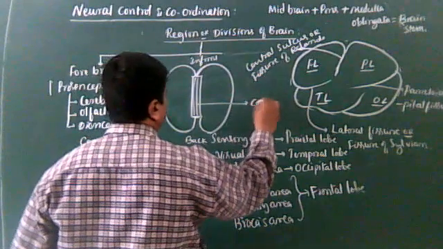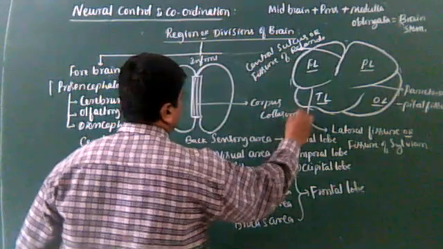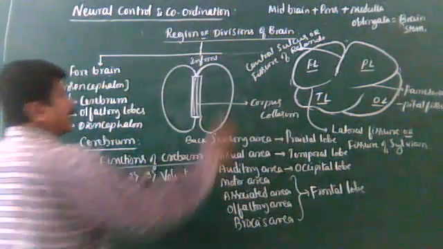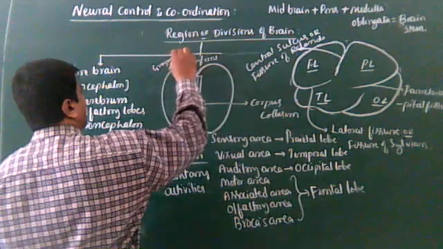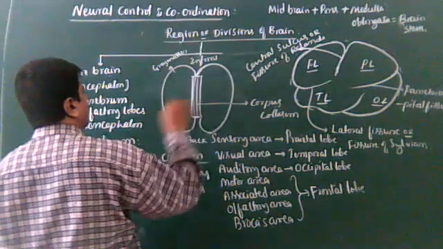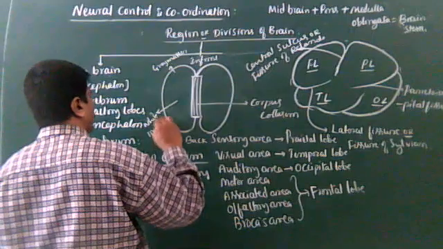It is called corpus callosum. Clear? Its outer layer is called cortex or gray matter, containing neurons. The inner medulla is white matter, containing medullated nerve fibers.